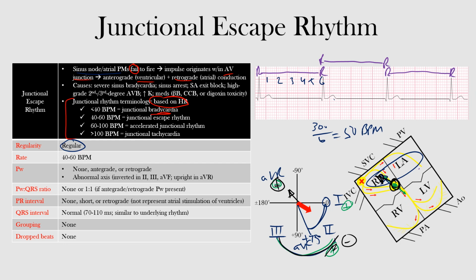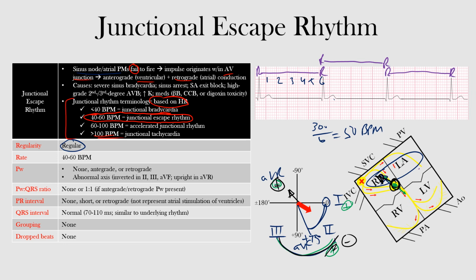Remember, based on heart rate: bradycardia, just meaning a slower rhythm, less than 40. Our rhythm that we were looking at here was this junctional escape rhythm between 40 and 60 beats per minute, okay? And then we have the accelerated junctional rhythm that we'll look at next, between 60 and 100 beats per minute, and then junctional tachycardia above 100 beats per minute. Remember, this is a regular rhythm occurring at a rate of 40 to 60 beats per minute.